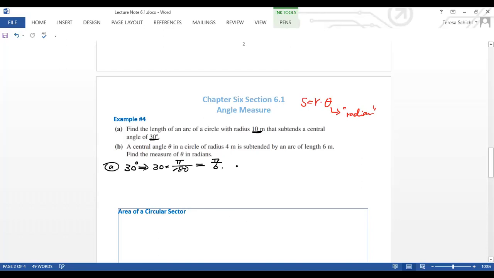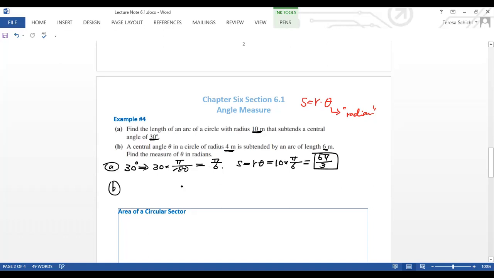All right. So then s here will be r theta. What is r? r is 10. What is theta here? It is pi over 6. So I have 5 pi over 3. That will be the length of this arc here. Okay, now let's take a look at part B. They said a central angle theta in a circle of radius 4 subtends an arc of length 6 meters.